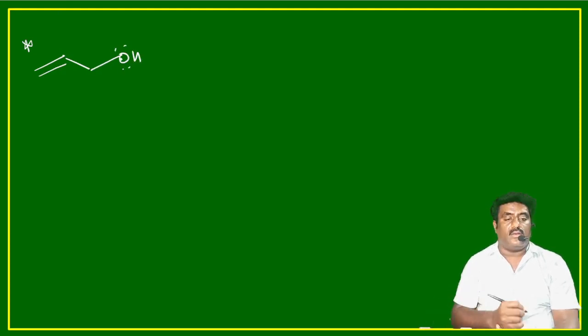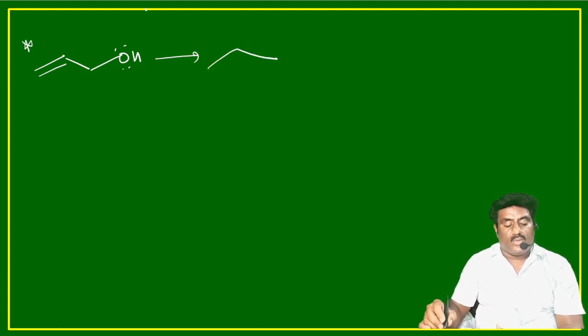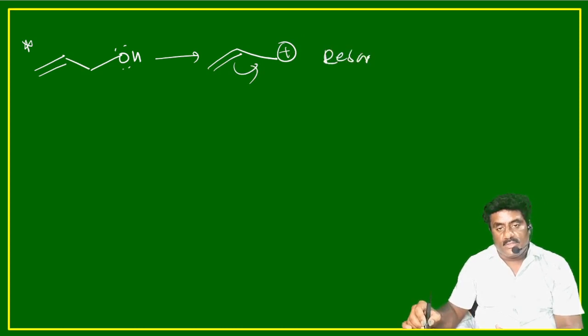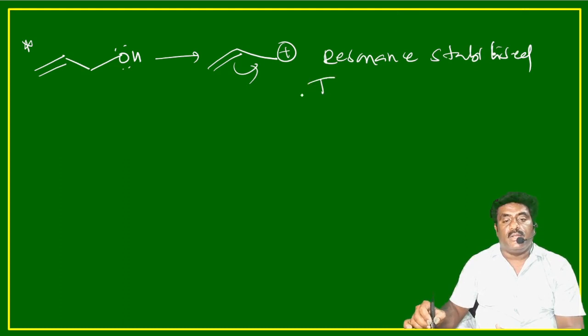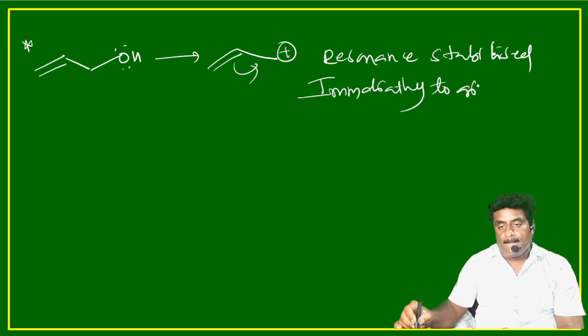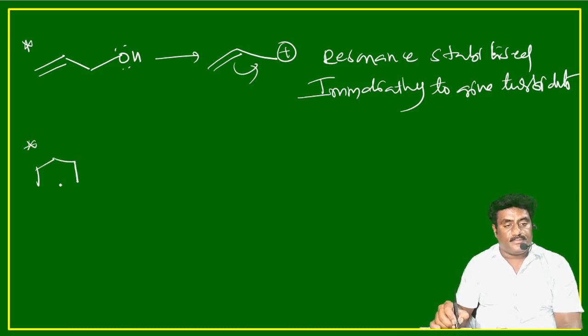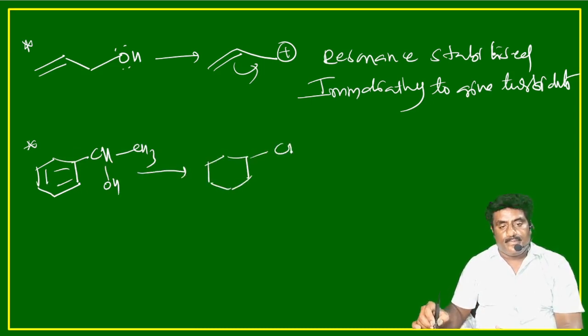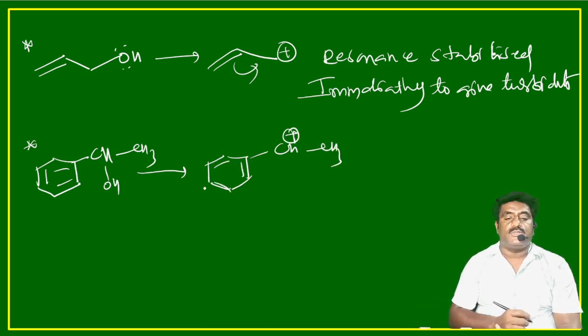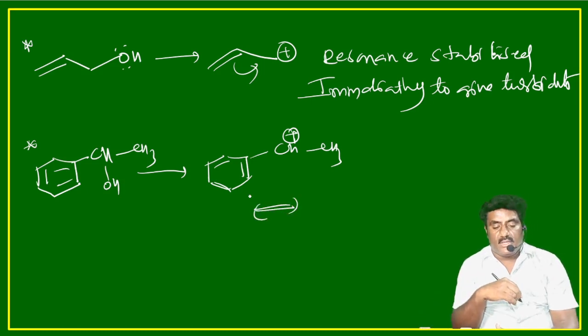Yes, a primary alcohol in the presence of the reagent, what happened? It forms a carbocation. Resonance is possible, so it is stabilized by resonance. So it gives turbidity immediately. Now again, look at this example. It is an alcohol. Also resonance is possible. It also gives white turbidity immediately.